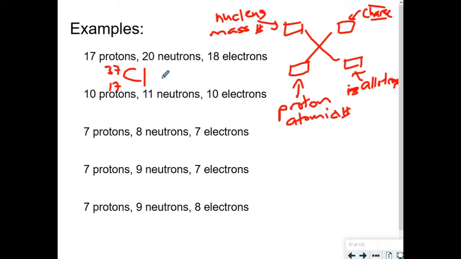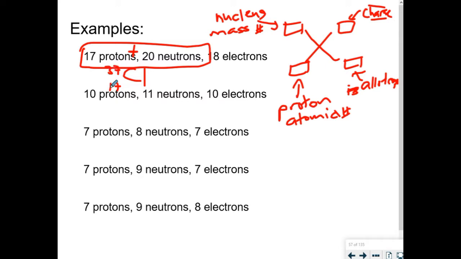Now, some kids think it should be 20. But it's 37 because it's the total number of things that are in the nucleus, which is protons plus neutrons. So if you just add those two numbers together in your head, 17 and 20 gives 37. This is known as a chlorine 37. Okay? It could be a chlorine 36, a chlorine 35. This just tells you how heavy it is. Is there extra mass due to neutrons?